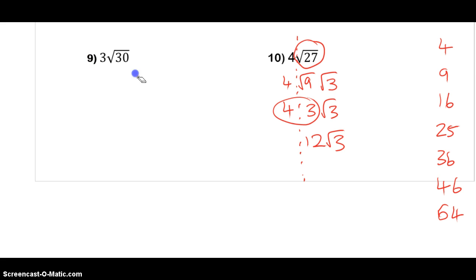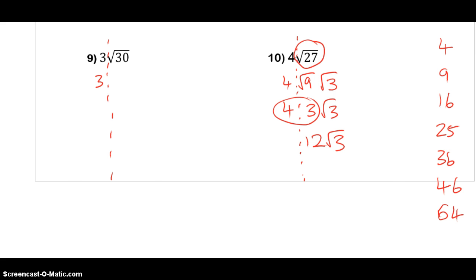We're going to do something very similar. So we've got this 3 right here that makes it look much more complicated. And I'm just going to draw a line down here. Same thing, I'm just going to bring the 3 down each time, and then I'm going to focus on the 30.